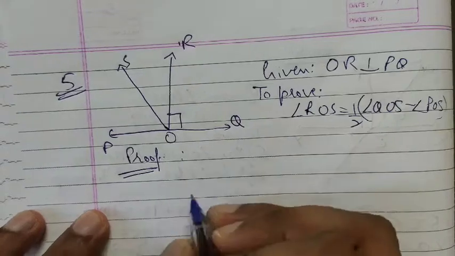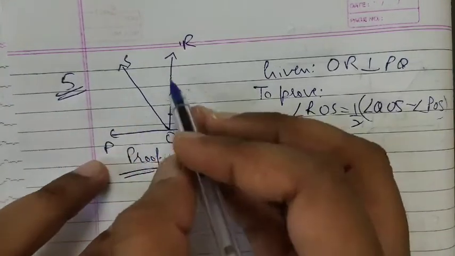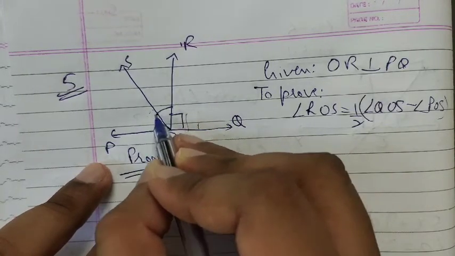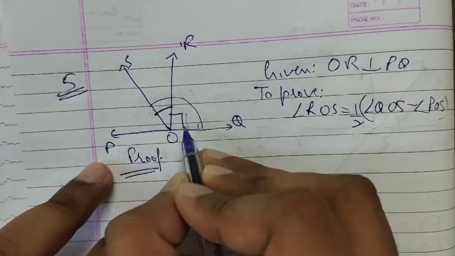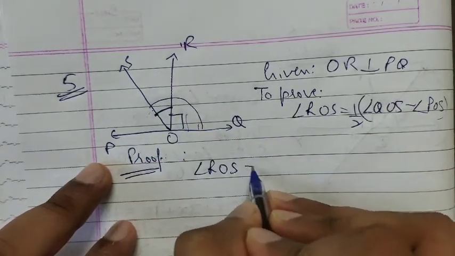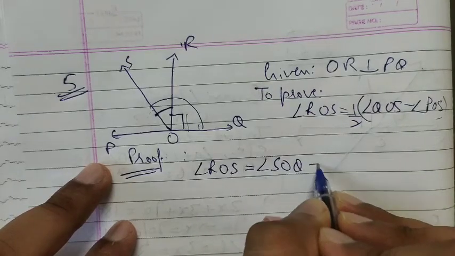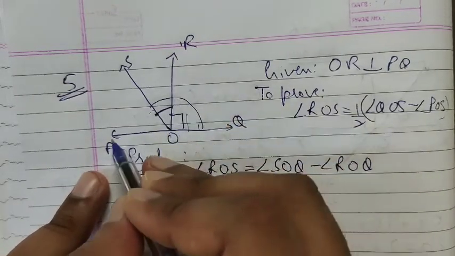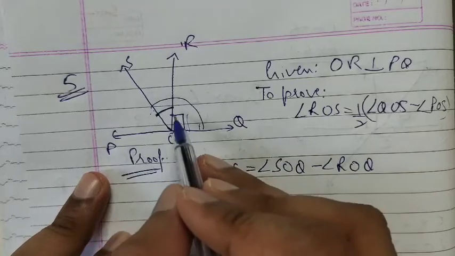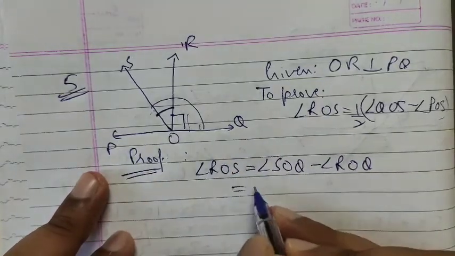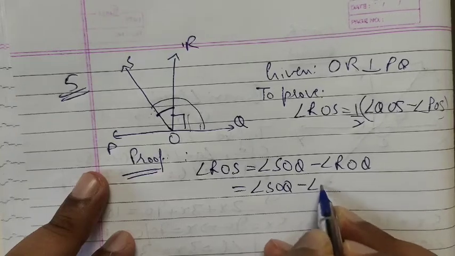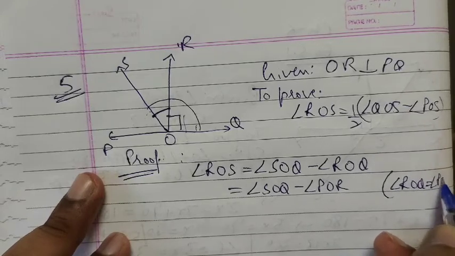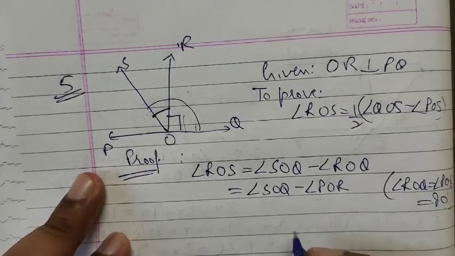Proof. So we know that angle ROS. From here we can say angle ROS is equal to this whole angle minus this angle, right? ROS is this one. So this angle will be equal to this whole angle minus this 90 degree. So angle ROS is equal to angle SOQ minus angle ROQ, right? Now ROQ is 90 degree and POR is also 90 degree. So can we replace ROQ by POR? So this implies angle SOQ minus angle POR, right? Because angle ROQ is equal to angle POR is equal to 90 degree, right?